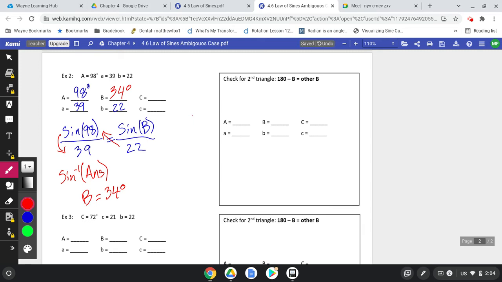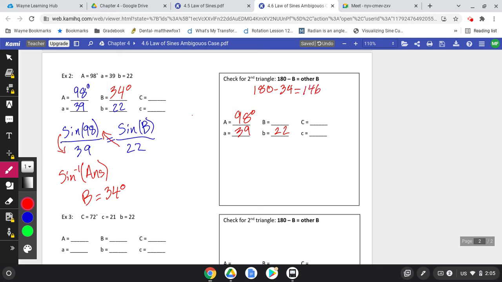Now, anytime this happens, if there is a second triangle, you know they will be supplementary. Supplementary means these two angles would have to add up to 180 degrees. So over here, let's take what we got, 34, and we'll go over here and check. First, let's fill in what we already know. So 98 degrees still is there. A is 39, B is 22. Now, to find what angle B is, we take 180 minus whatever we already found. So in our case, we just got 34. 180 minus 34 equals 146.